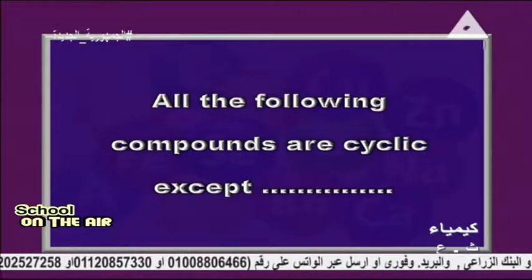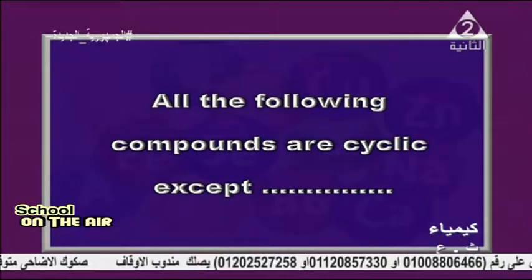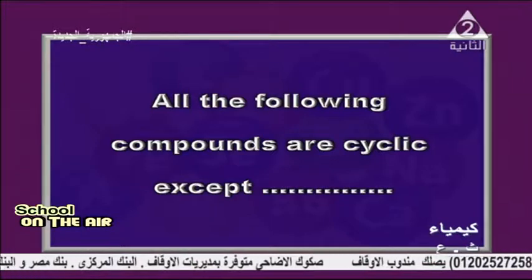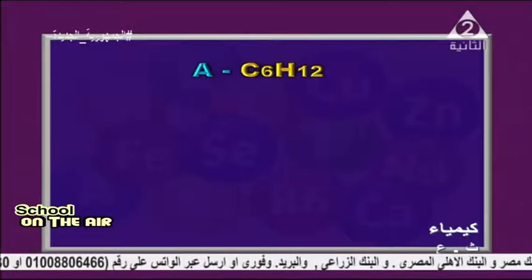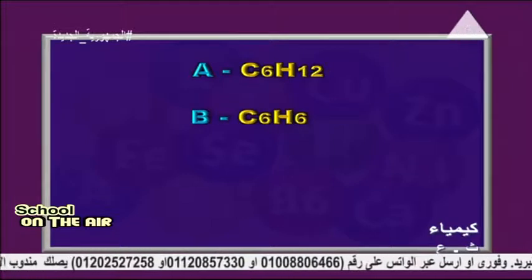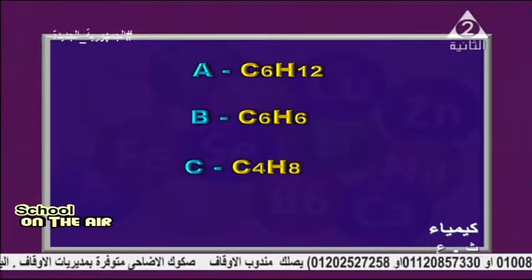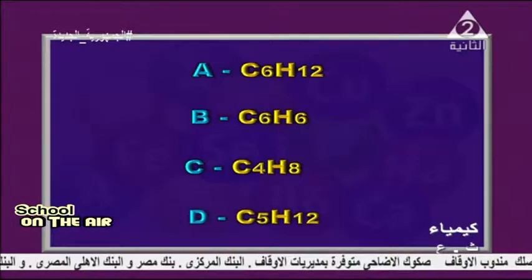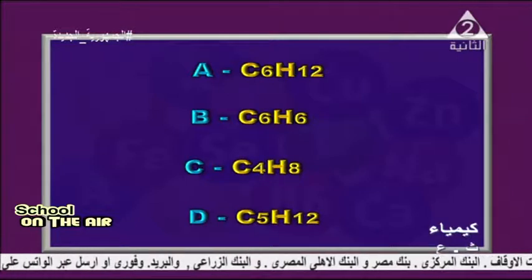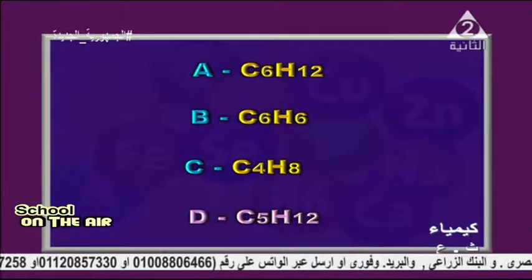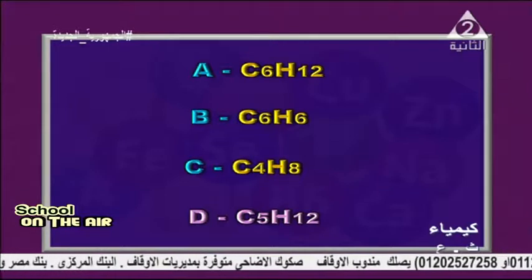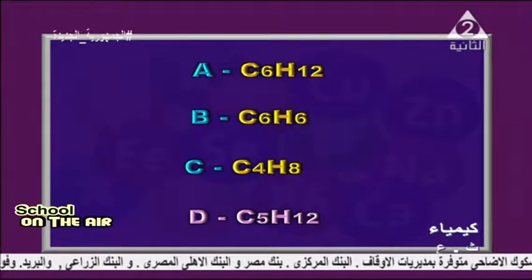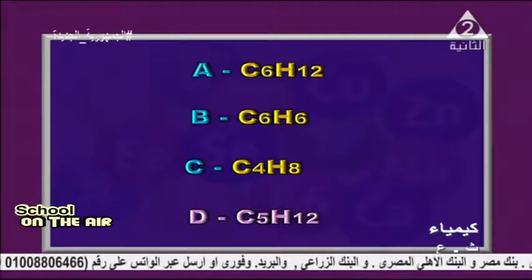The following compounds are cyclic, except... all of them are cyclic? Yes, but except one, which is not cyclic. Let's see. A, C6H12, cyclic, or C6H6, benzene, cyclic, or C4H8, cyclic, or C5H12. Which one is suitable to be cyclic? Directly we say C5H12 is not cyclic. Why? Its ring is not completed. C6H12, C6H6, C4H8, right, except C5H12.